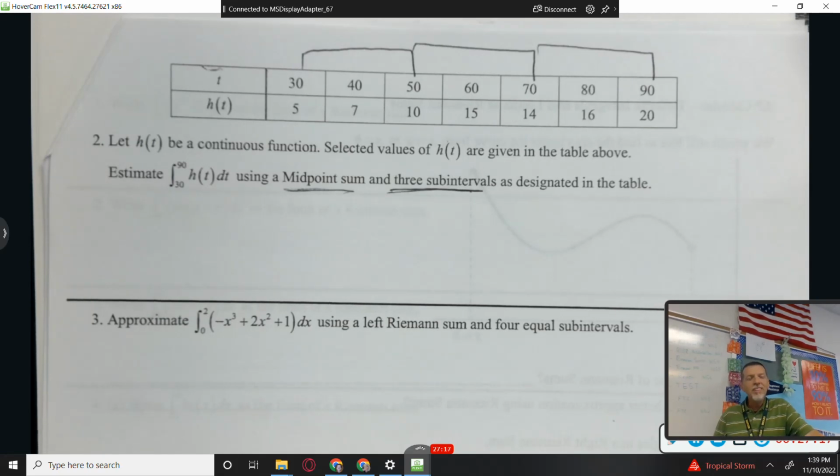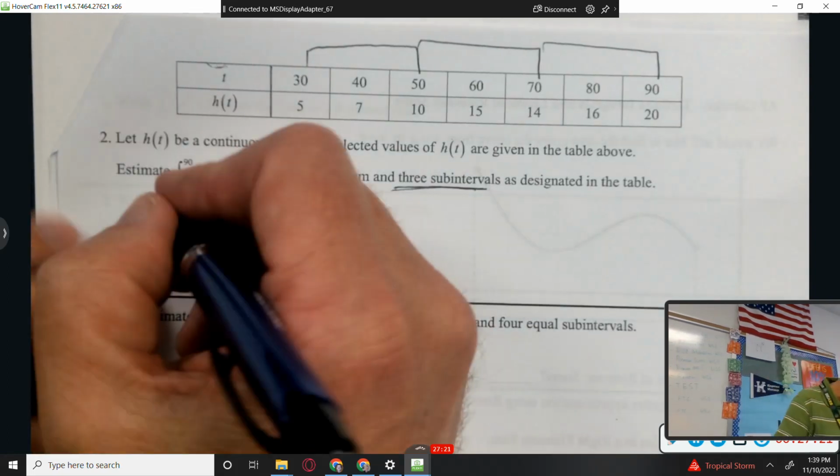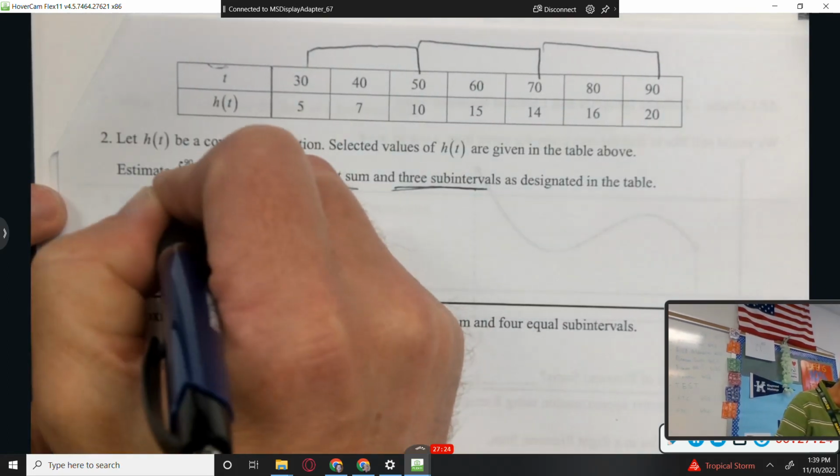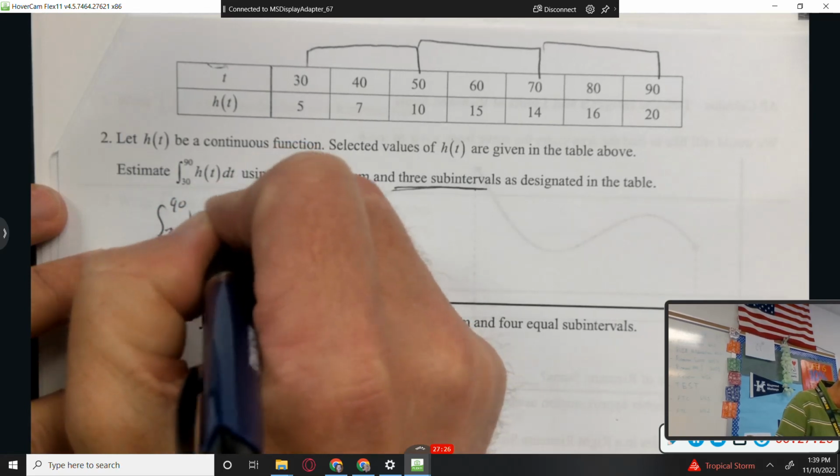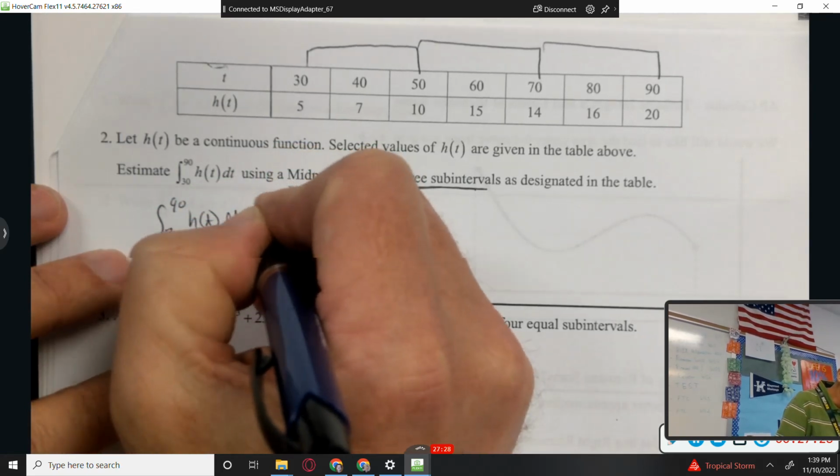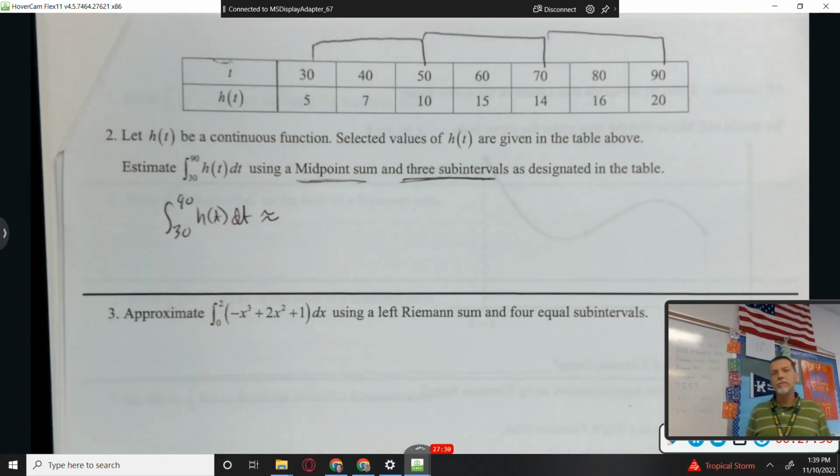In some ways it's easier because it's only 3 rectangles. It's not going to be as exact, so it probably won't be as accurate, but without knowing the actual function, who knows? You might luck into getting it exactly right. So you don't know.